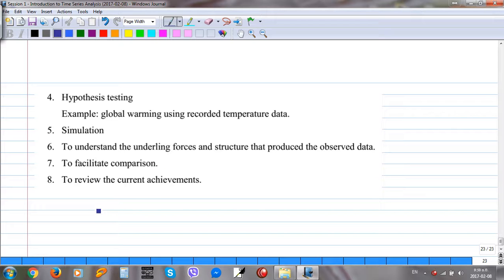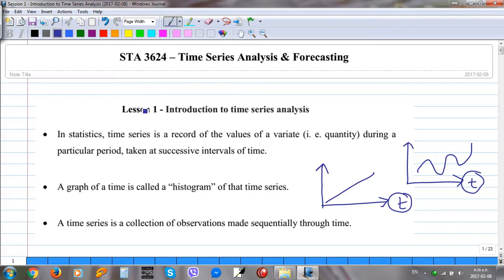Then we briefly discussed the introduction part of the time series analysis. In the next video we are moving step by step to the purpose of time series and why we are using time series and the applications of time series. So I think now you have a good understanding of what time series is, why we are using time series, and what the objectives of time series are.